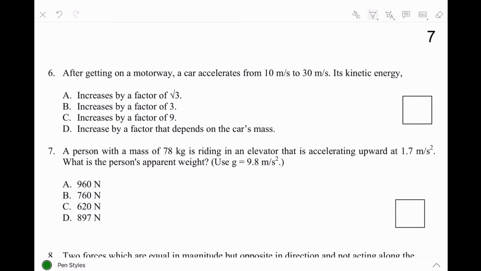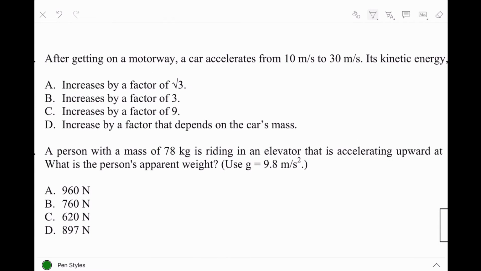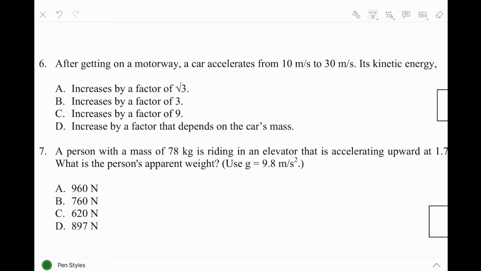Okay, number 6. After getting on a motorway, a car accelerated from 10 to 30 meters per second. Its kinetic energy changes by a factor. Now, again, this is a classic type of multiple choice question. You may find it sometimes complicated to deal with. All you need to do is first write down the expression, the kinetic energy equation. I just use KE as kinetic energy.